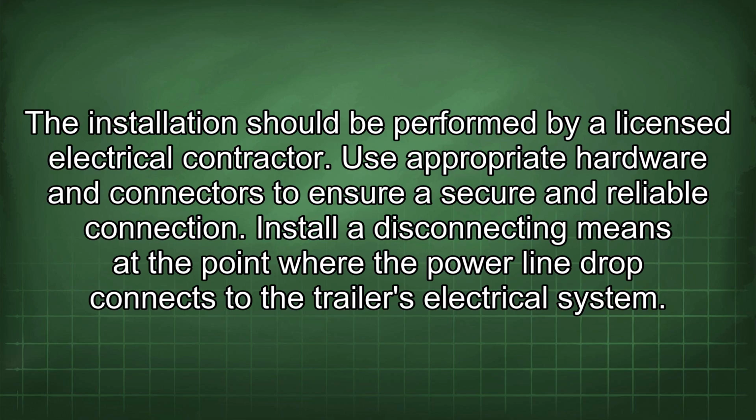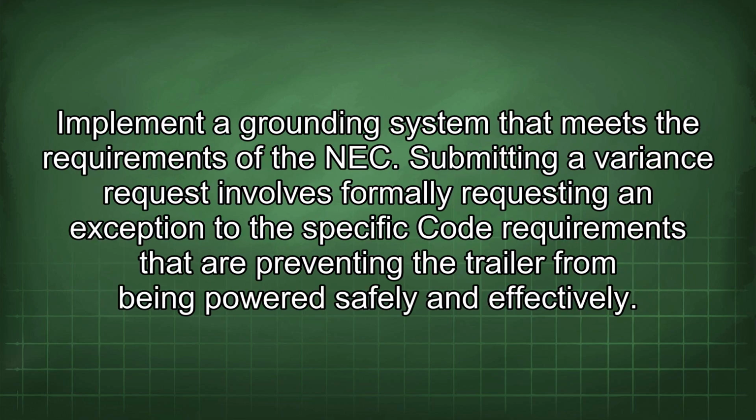Use appropriate hardware and connectors to ensure a secure and reliable connection. Install a disconnecting means at the point where the power line drop connects to the trailer's electrical system. Implement a grounding system that meets the requirements of the NEC. Submitting a variance request involves formally requesting an exception to the specific code requirements that are preventing the trailer from being powered safely and effectively.